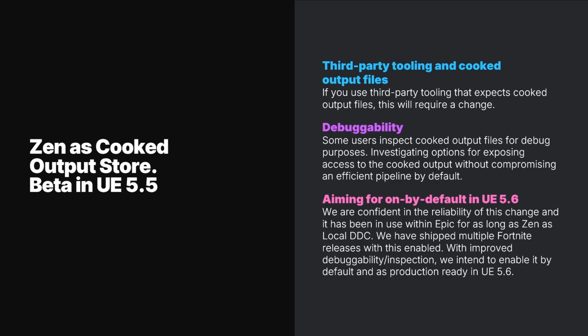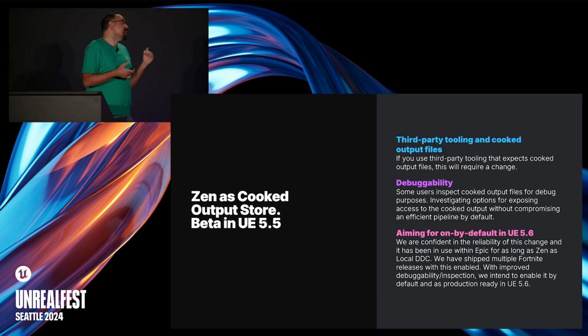So what impact does this have? First things first, if you have third-party tooling that relies on the presence of cooked output files, then that may require a change. So that's something you need to be aware of. Besides that, in terms of debuggability, some people expect to be able to spelunk through cooked output files as part of their debugging, and that's not possible when the data is stored in ZenServer. So we're currently investigating options for exposing access to the cooked output without compromising an efficient pipeline by default. Our goal is to have Zen as cooked output store enabled by default in UE 5.6.